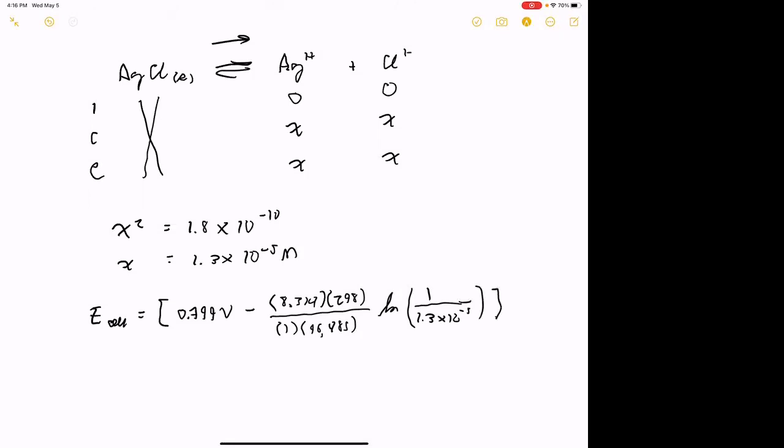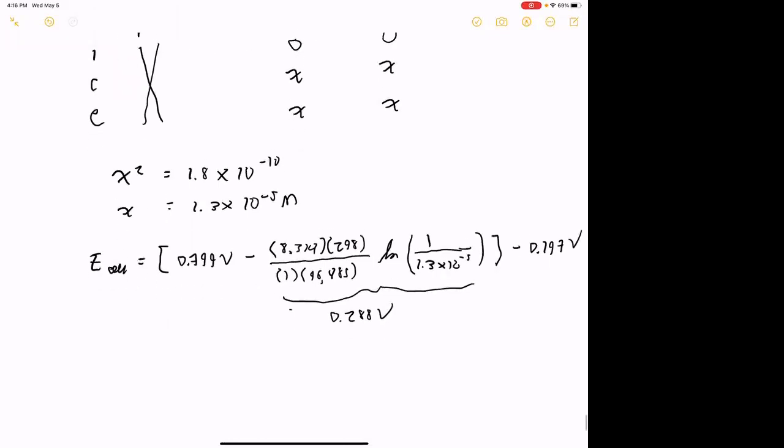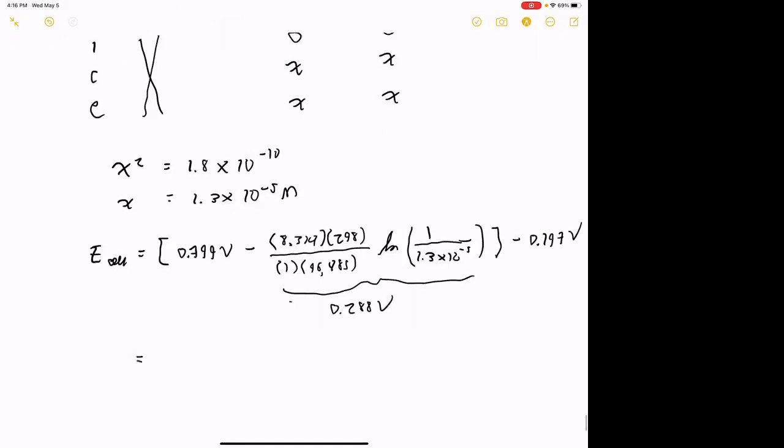All right, and then I've got to remember to subtract from all of that the 0.197 from the reference electrode. Okay, so if you work all this out, you guys can verify your numbers here. This will end up being 0.288 volts. Sometimes it helps just to see where you are. Then you do the 0.799 minus the 0.288. Then you subtract from that the 0.197, and your E cell is going to be equal to 0.314 volts.